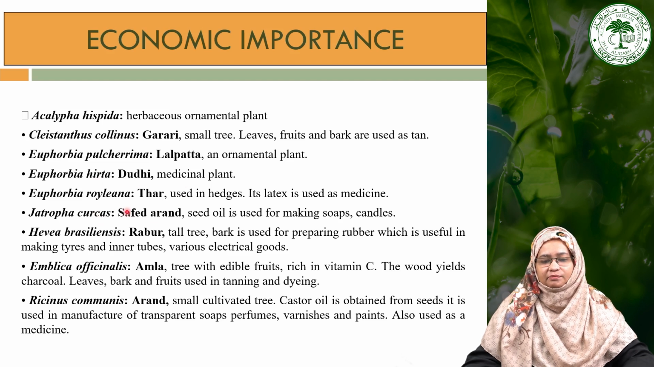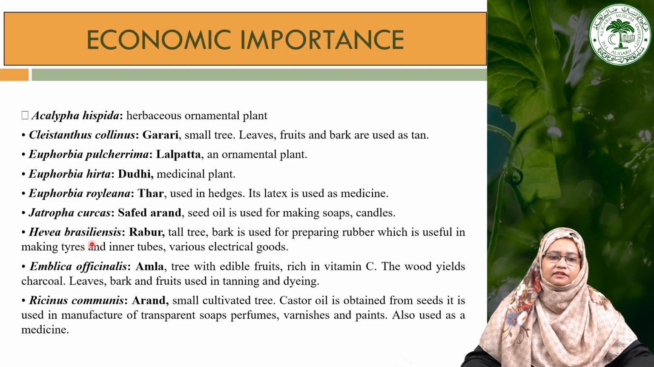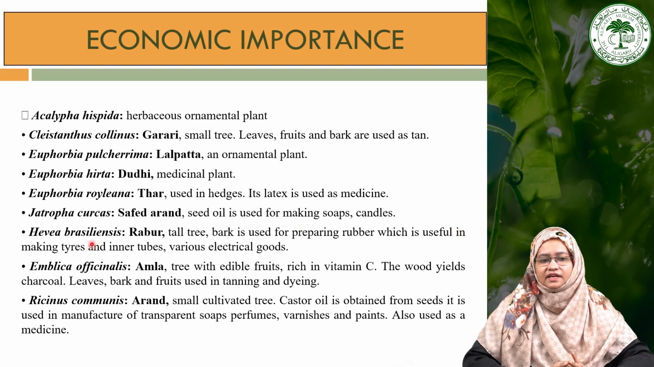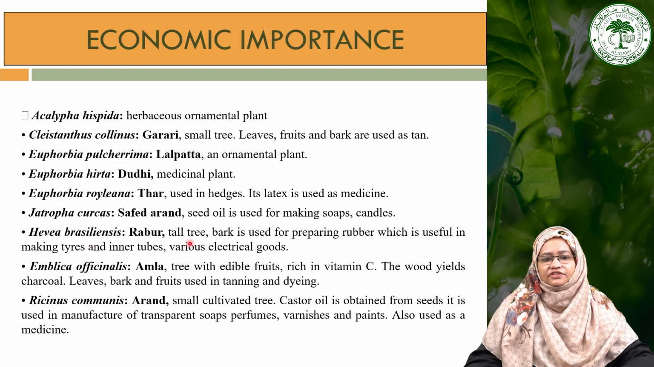Then Euphorbia royleana, which is called thor, is used in hedges. Its latex is also used in medicines. Then Jatropha curcas, which is called safed arand. Its seeds are used in the making of soaps and candles. Then the next most common is Hevea brasiliensis, which yields commercial rubber. This is a large tree whose bark is used for preparing rubber, which is used for making tyres and inner tubes and various electrical goods.